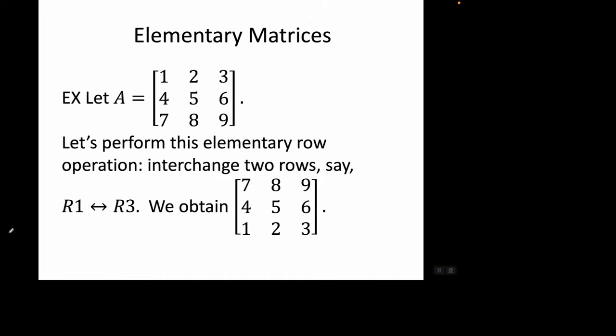For example, let A be 1, 2, 3, 4, 5, 6, 7, 8, 9. Let's perform this elementary row operation. Interchange two rows, say rows 1 and 3. We obtain 7, 8, 9, 4, 5, 6, 1, 2, 3.